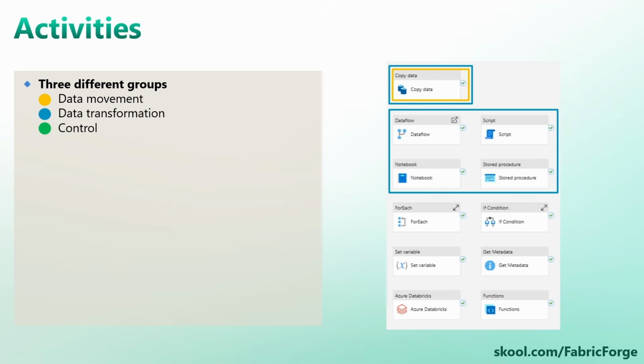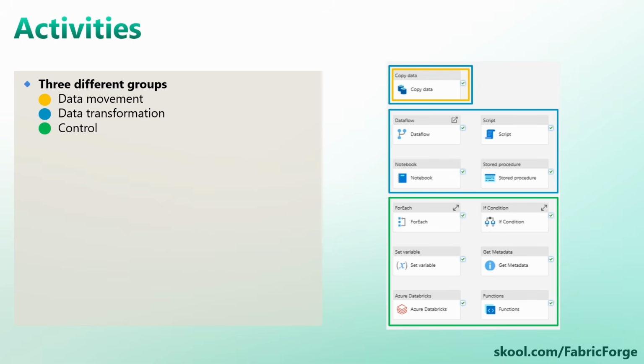Things get even more confusing when we talk about the last category, control activities. Here we have activities that control the pipeline's logical flow like loops and if conditions, and then we have activities that help to build logic into the pipeline like set variable and get metadata activity.